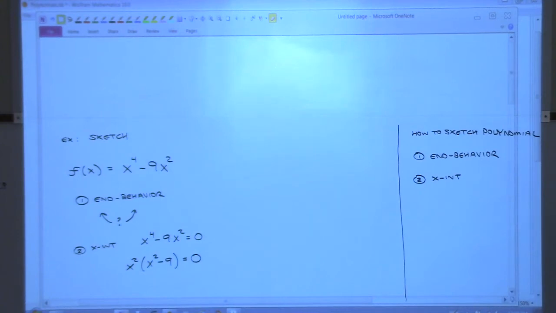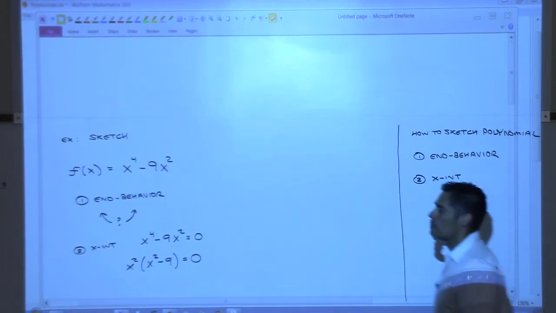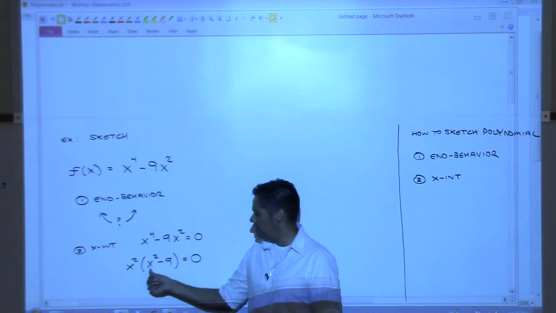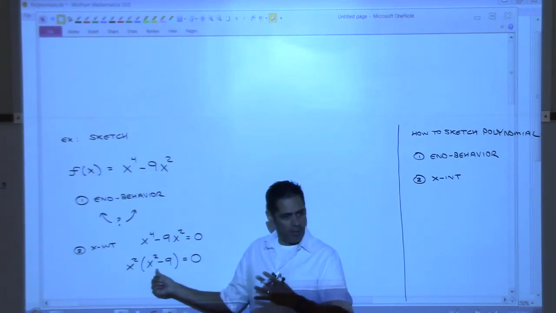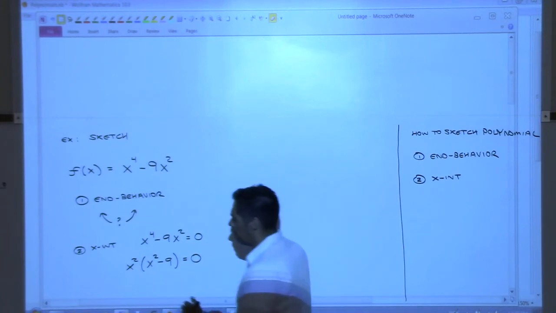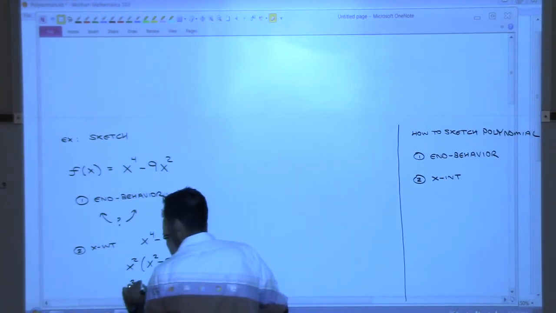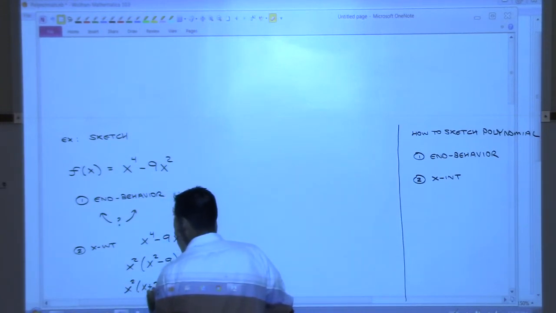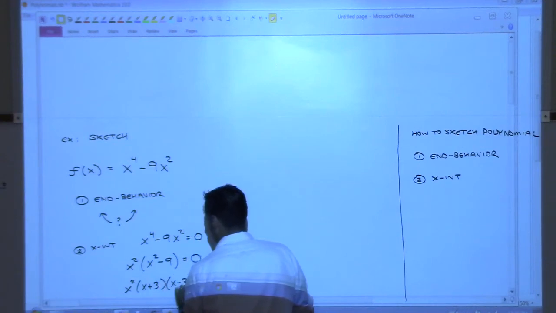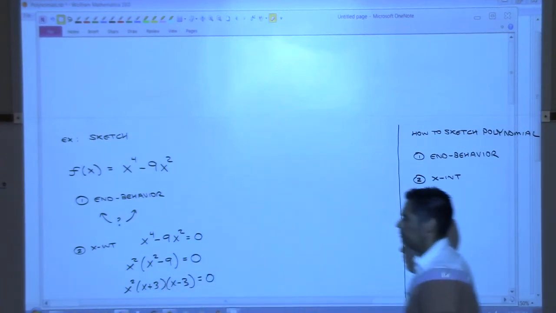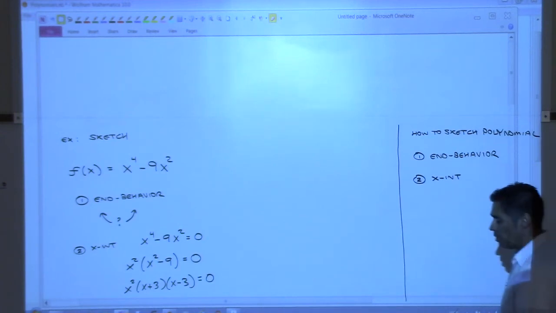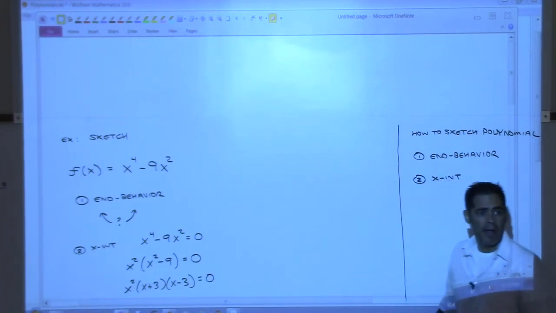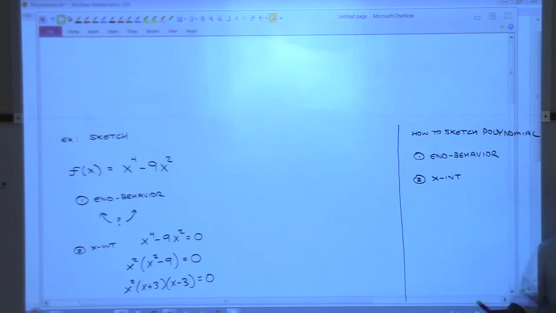Anything else we can do? You have to recognize this as a difference of squares. That's something you look at and you're like, oh yeah, I recognize that. If you don't recognize that, that's going to cause an issue. And now there's nothing left for you to actually factor. It's completely factored out.